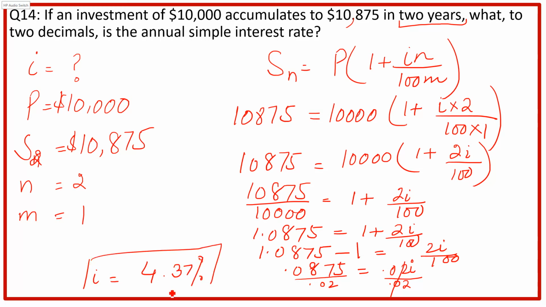This is the requirement, that your investment will be 10,875 after 2 years if you invest 10,000 today at an interest rate of 4.37%.